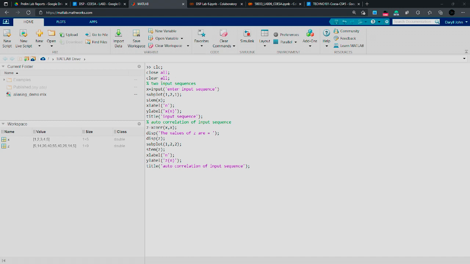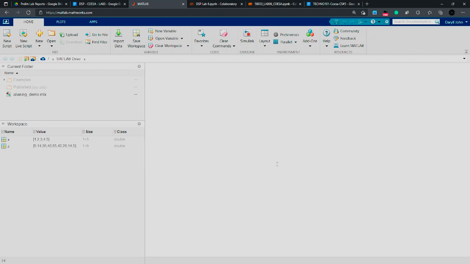As we can see in this given set of codes, first, of course, we'll do the close all and clear all functions. Then we'll enter an input sequence, then the subplotting and the display of functions, with the usage of the built-in xcorr function from MATLAB. So without further ado, let's test our system. Again, we'll input an array value of 1, 2, 3, 4, and 5.